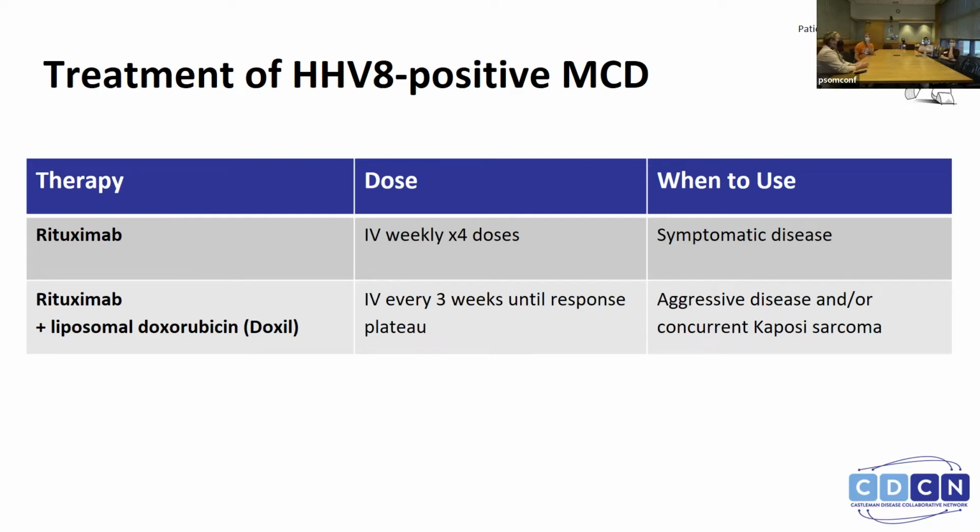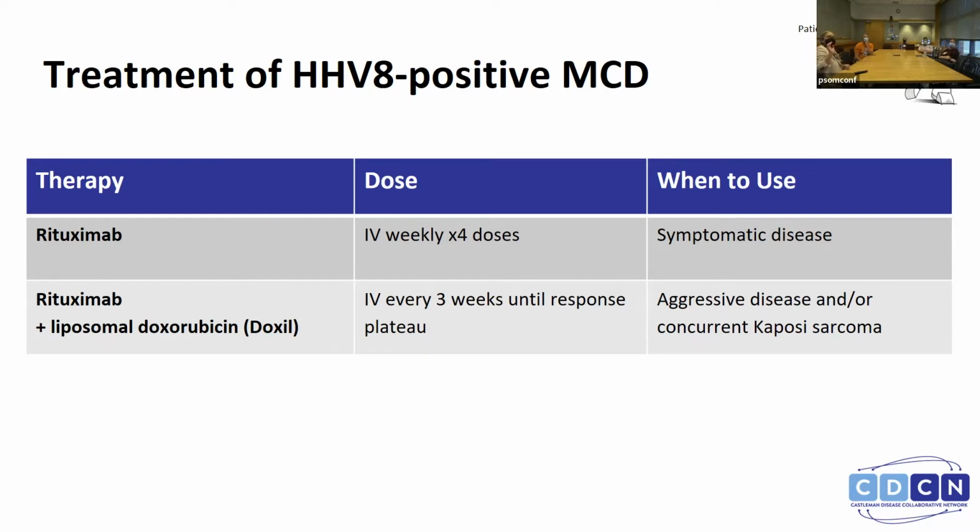Remember I mentioned that Kaposi sarcoma is pretty common. The problem with rituximab is that it makes KS much worse. It's because you deplete the B cells, you immunosuppress someone even more, and so their Kaposi sarcoma often just gets much worse.